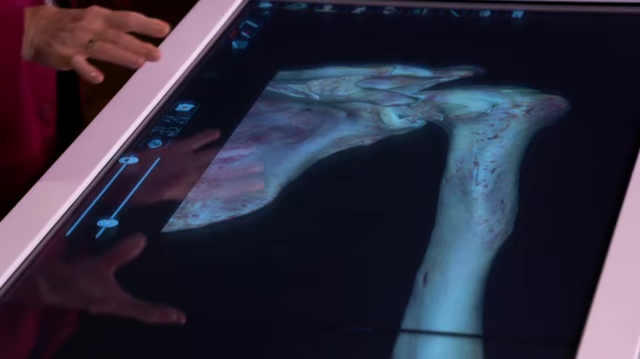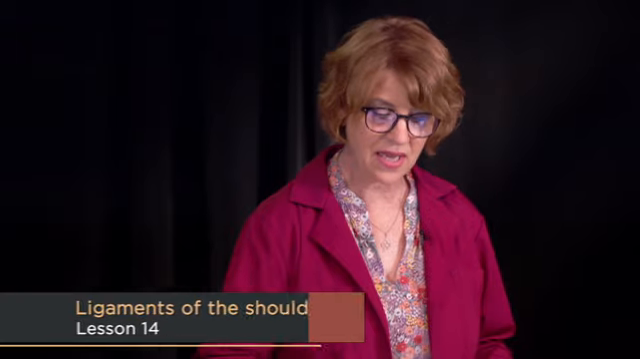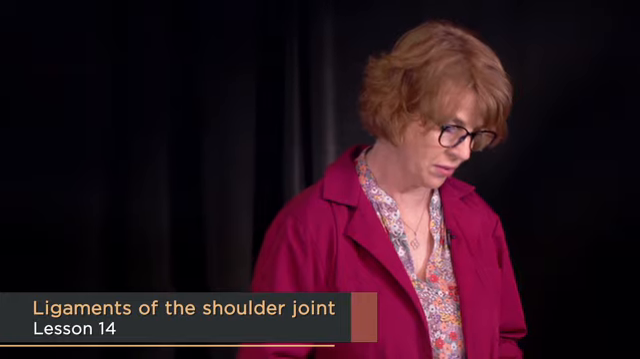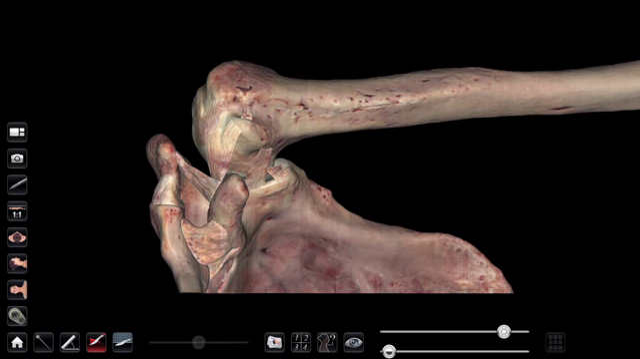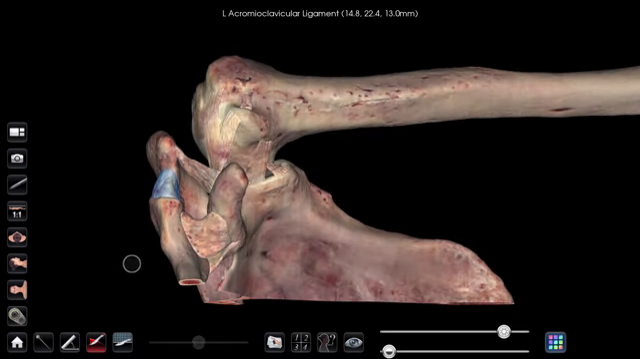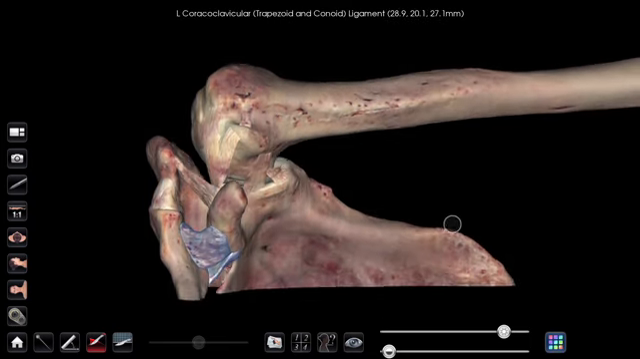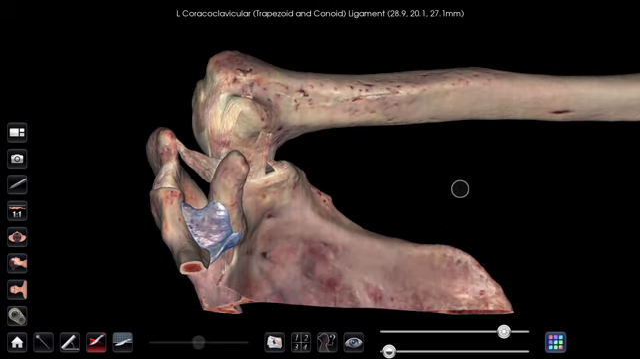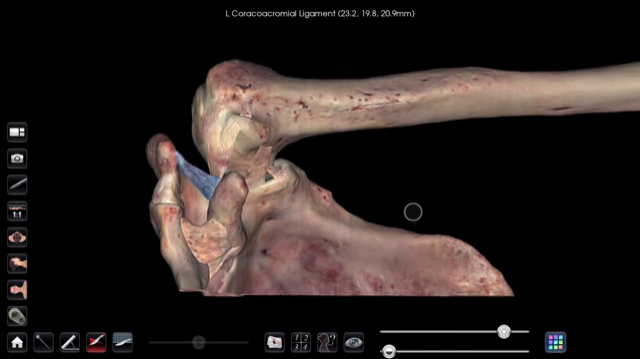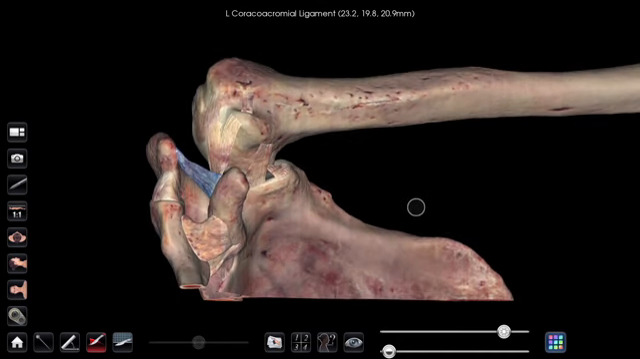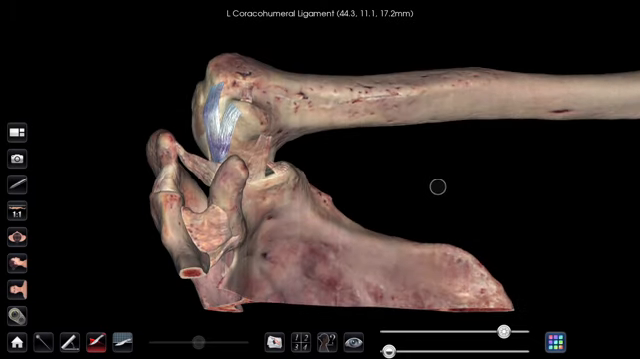Let's use the high-resolution feature in Anatomage to take a closer look at the ligaments of the shoulder. Here we can see an anterior view with the acromioclavicular ligament highlighted. Here's the coracoclavicular ligament with its conoid and trapezoid portions. Here's the coracoacromial ligament, and we see the coracohumeral ligament.